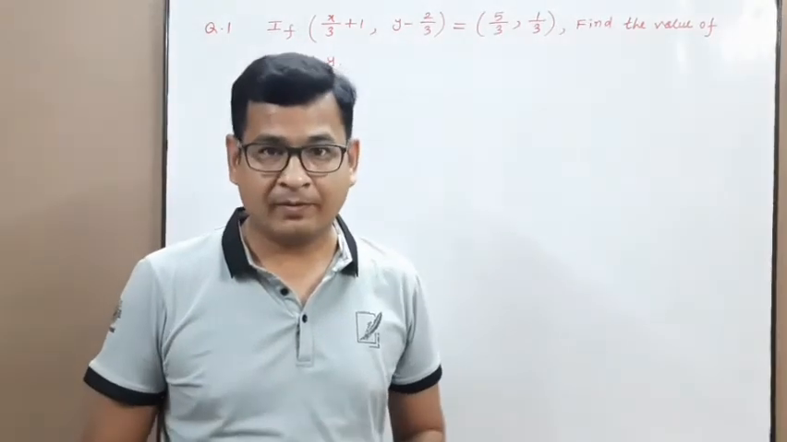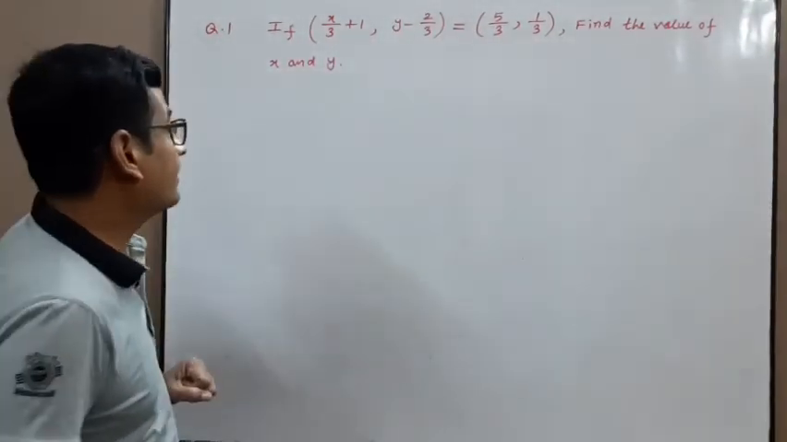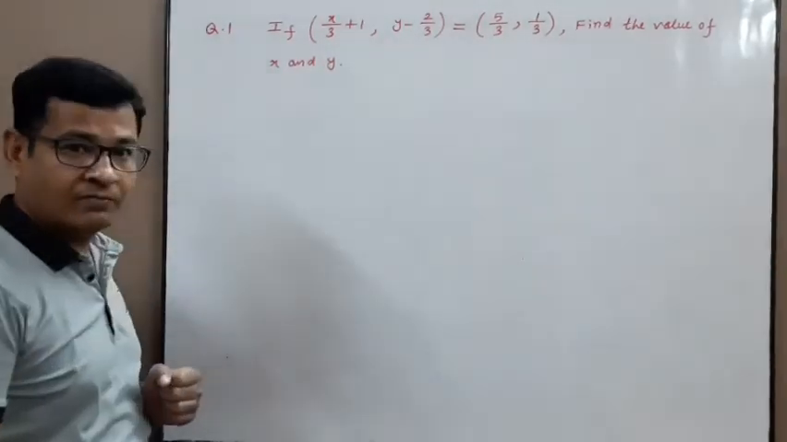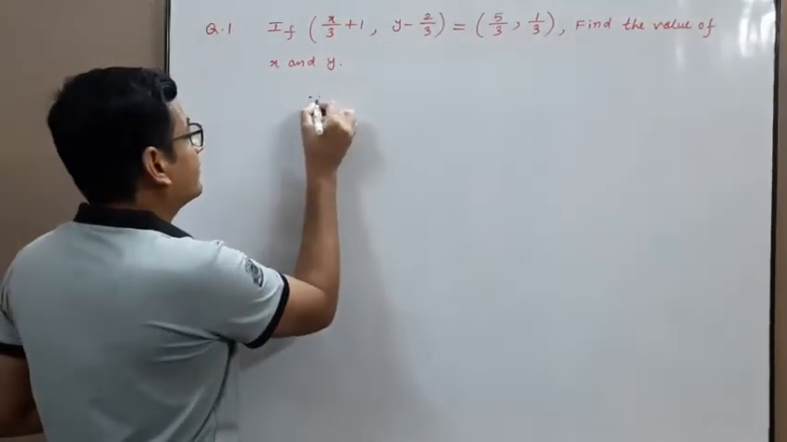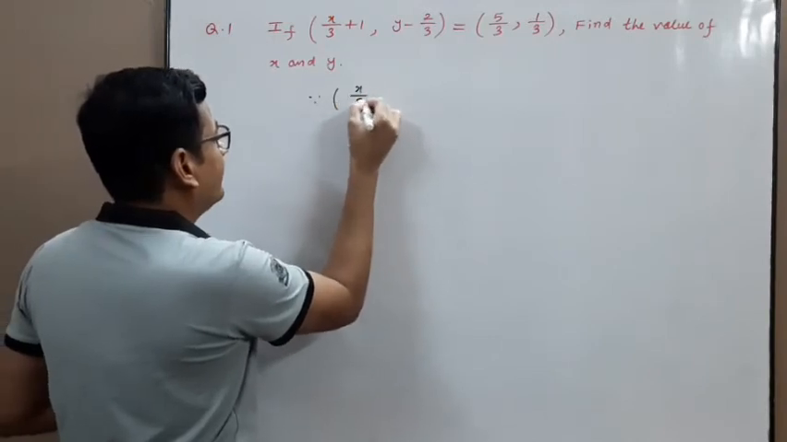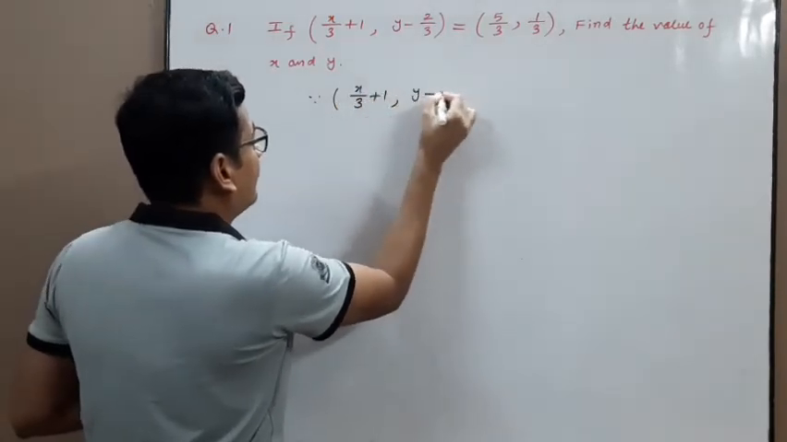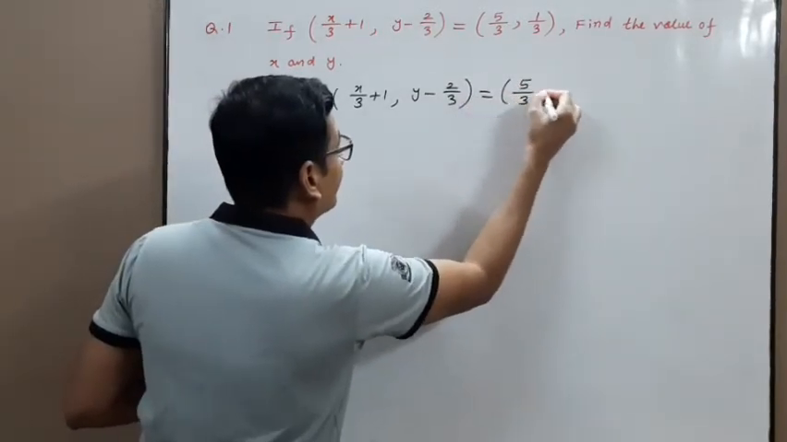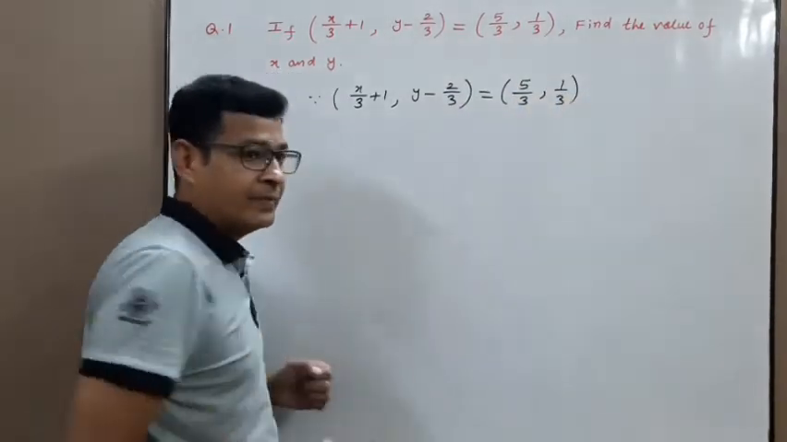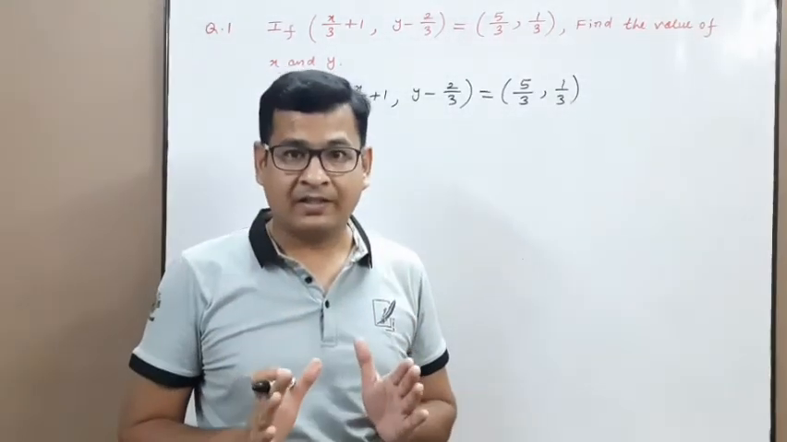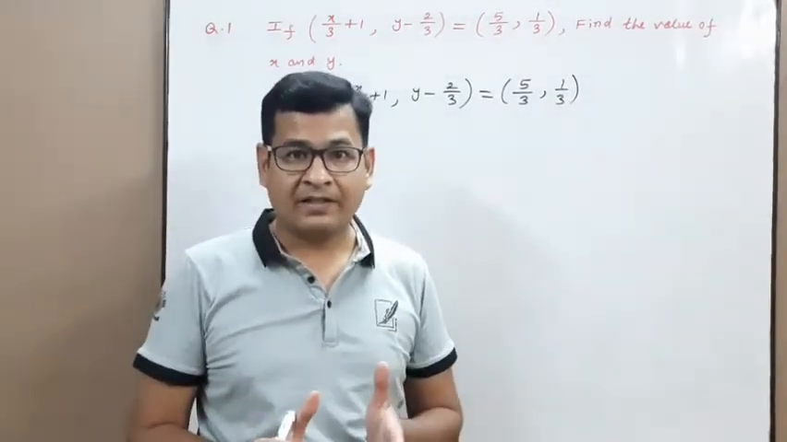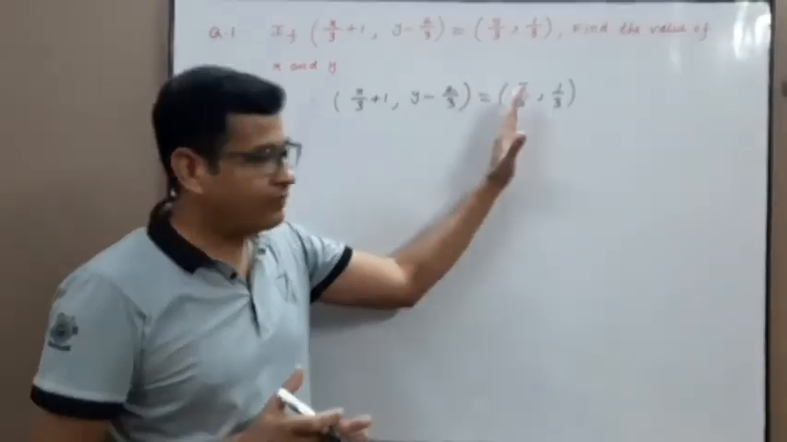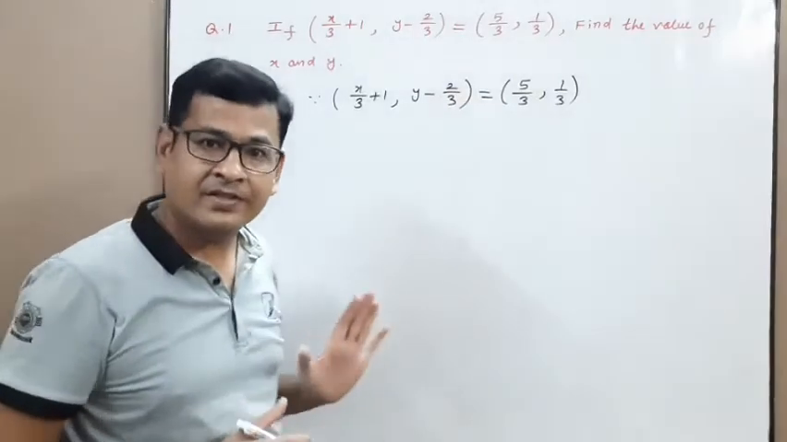Let's do some problems. Question number 1. If this is equal to this, find the value of x and y. Since (x/3 + 1, y - 2/3) is equal to (5/3, 1/3), it means two ordered pairs are equal. When two ordered pairs are equal, then their corresponding elements are equal. Means the first element equals the first element and the second element equals the second element.